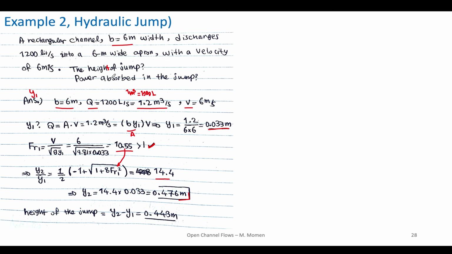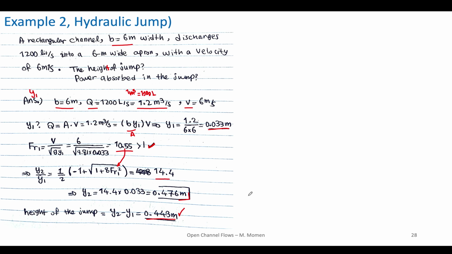And what is the height of the jump? The height of the jump is going to be Y2 minus Y1. So Y2 minus Y1 is going to be 0.44 meter. Okay, so you just subtract 0.33 from 0.476, and this is going to be the height of the jump, about 0.44 meter.